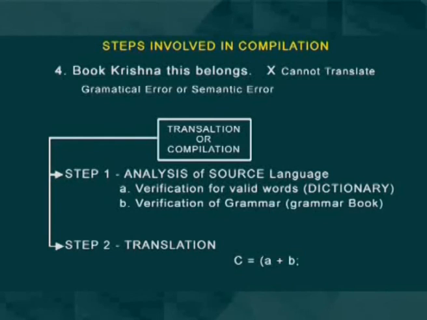So that means you can only compile once the source language is in the right form, but our compilers today are very intelligent. They can tell you where the errors are and how to rectify them, in the same way a translator does.